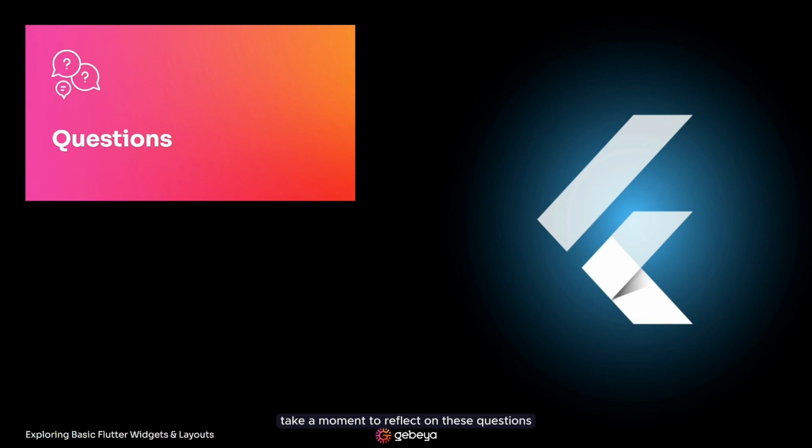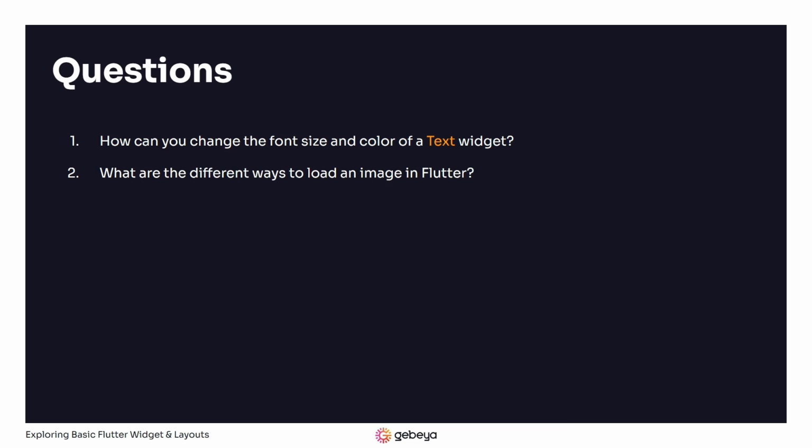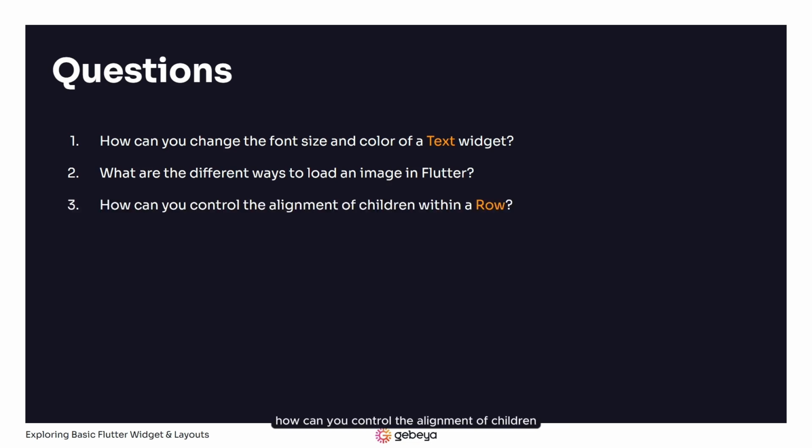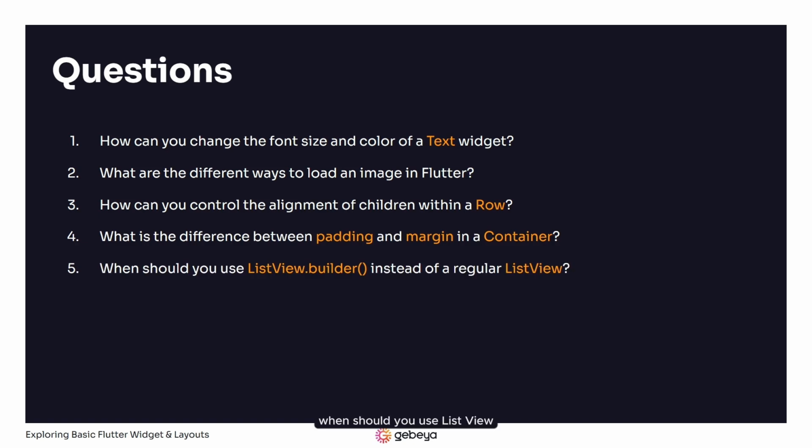Take a moment to reflect on these questions to strengthen your understanding. How can you change the font size and color of a text widget? What are the different ways to load an image in Flutter? How can you control the alignment of children within a row? What is the difference between padding and margin in a container? When should you use ListView.builder instead of a regular ListView? Pause here, think through your answers, and note any parts you would like to explore practically during your practice sessions.